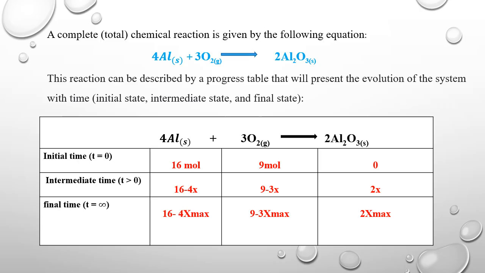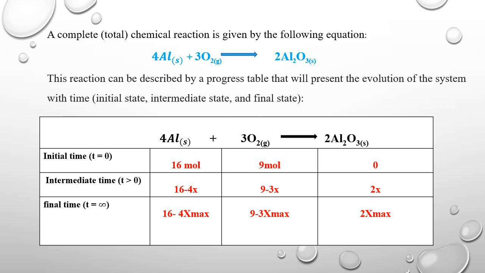The same equation above is represented in a table. I assume to begin with 16 moles of Al and 9 moles of O2. Actually, this is given at time equals 0, where no Al2O3 is brought to the mixture. Al2O3 at time equals 0 is not formed yet. That's why we put 0.